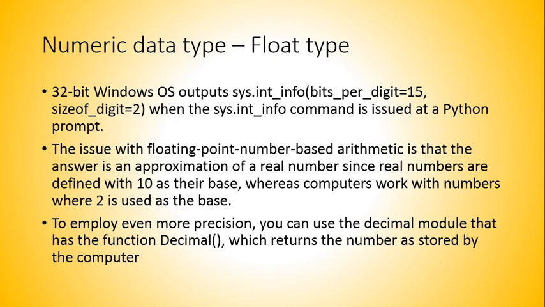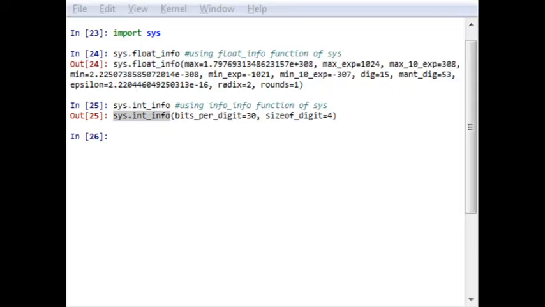Since the maximum number allocation is up to 10 raised to 308, to employ even more precision we use the decimal module, which is used by the Python system and returns the number as it's stored by the computer. So you have to see how this works. Let us show you.